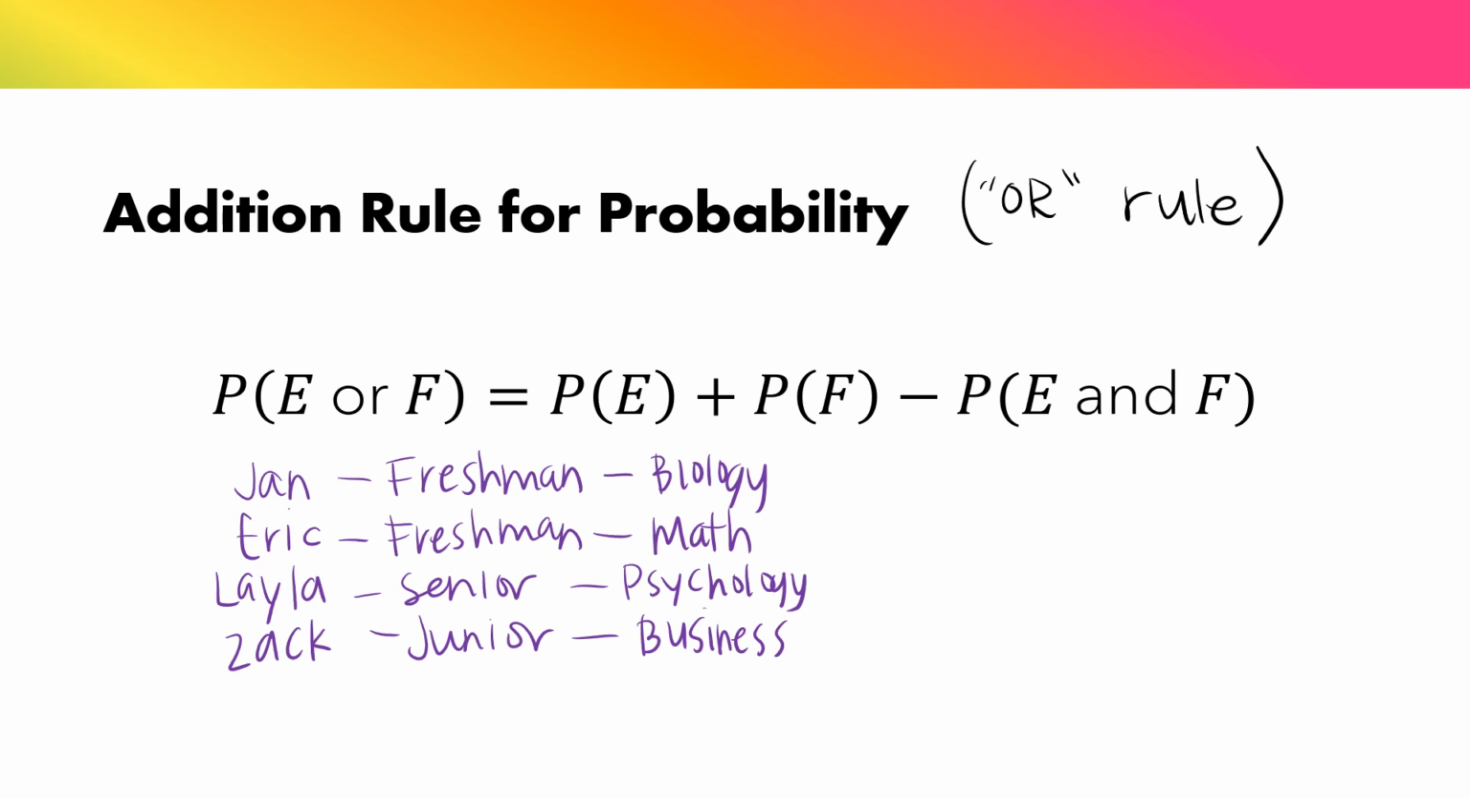All right, so maybe I asked you to just count up. Let's forget the probabilities for a minute. Let's just count this up. Let's think freshman or biology major. So imagine I asked you to count up how many people in this class are freshmen or biology majors. All right, well, you would count up the number of people that are freshmen. You would add that to the number of people that are biology majors.